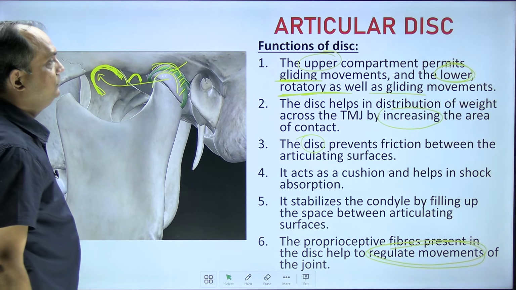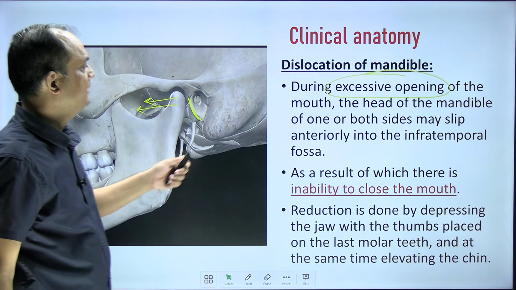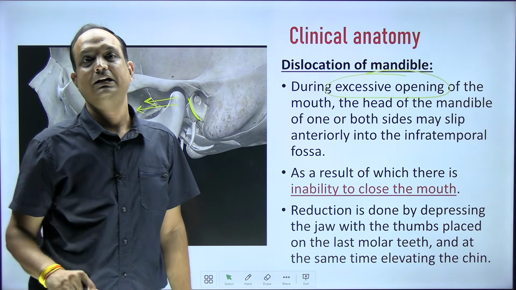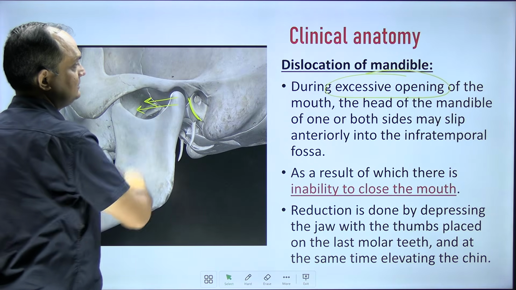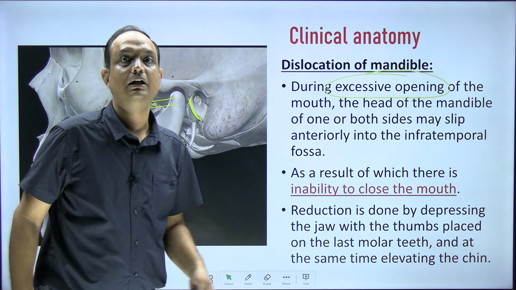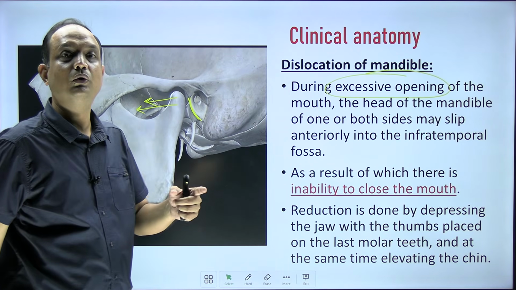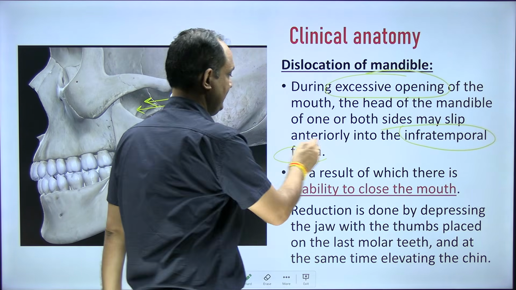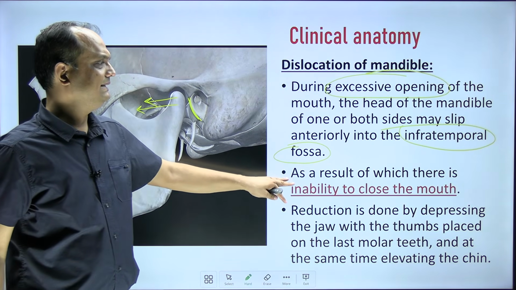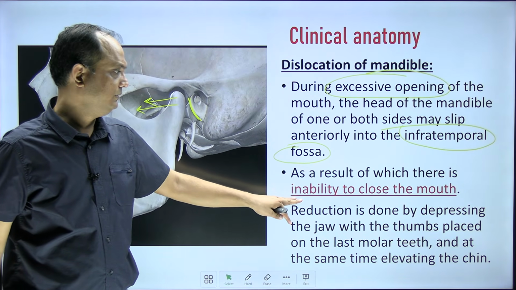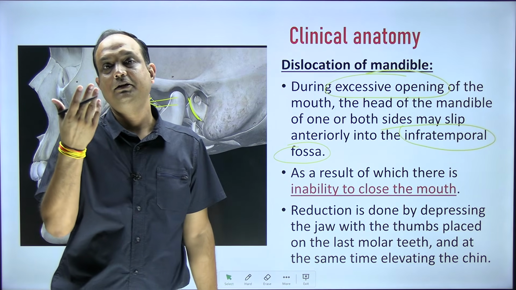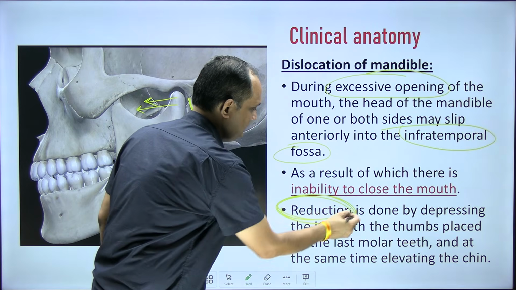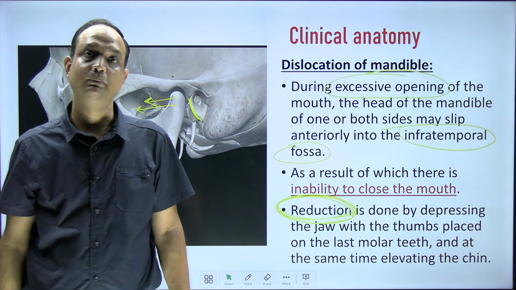This head will slip out and fit into the area known as the infratemporal fossa. So, the question is: whenever a dislocation occurs, what is the direction? The answer is anterior. Second, in which area will the head go and get stuck? The answer is the infratemporal fossa. As a result, the patient is not able to close the mouth. So, what is the treatment? The answer is reduction, that means placement of the head of the mandible in its normal position.